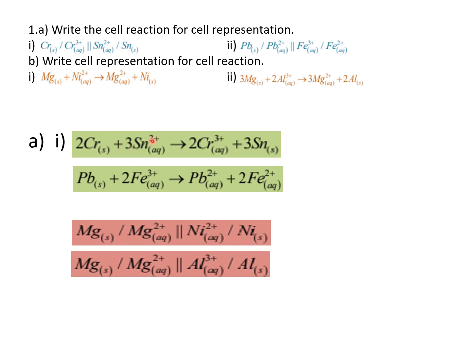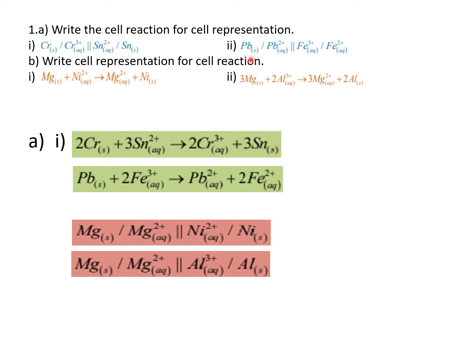It becomes 6 electrons. Then we need to make this also 6, here also 6. It releases the 6 electrons and it accepts the 6 electrons, so this should also be 6. So here you put 2 over here, so it becomes 6 electrons and this is also 6. So it will be balanced accordingly.